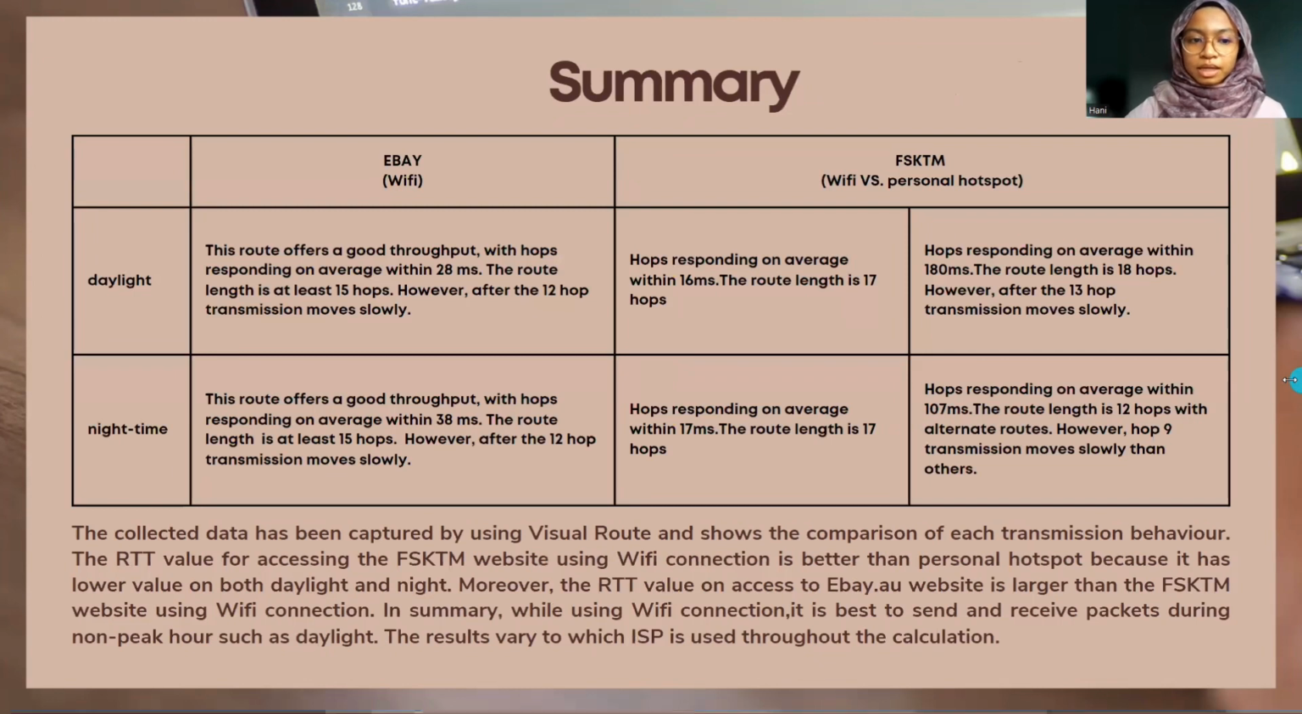Next is the summary. Overall, I can see that the data collected using Visual Route shows a comparison of each transmission behavior. The RTT value for accessing the FSKTM website using the Wi-Fi connection is better than using the personal hotspot because it has a lower RTT value in both daylight and night. Moreover, the RTT value for accessing the ebay.com.au website is larger than the FSKTM website using the Wi-Fi connection.